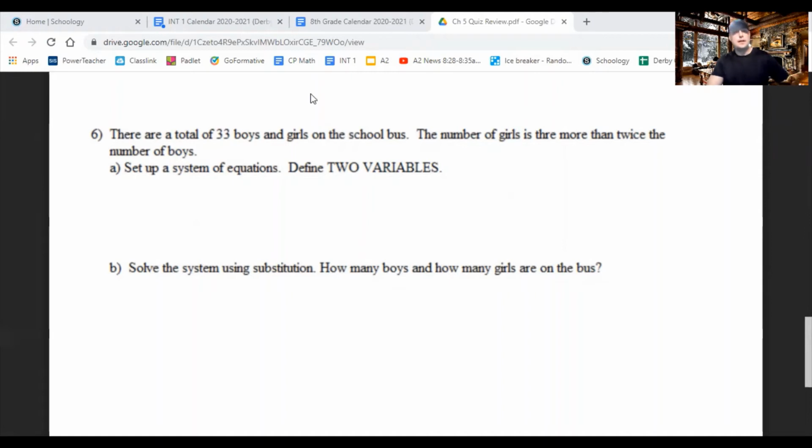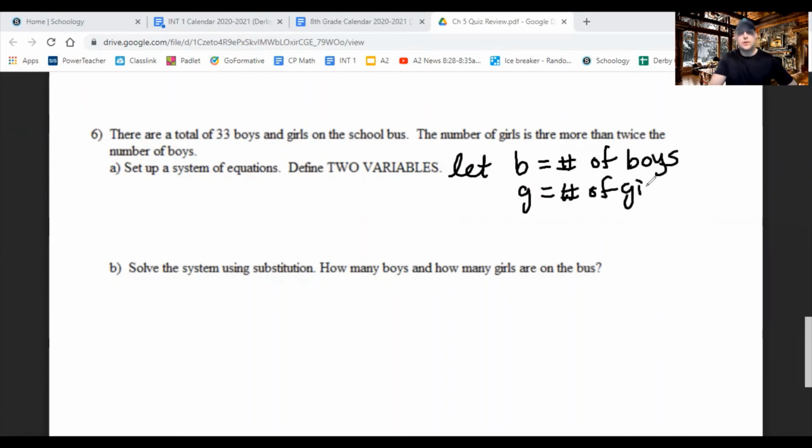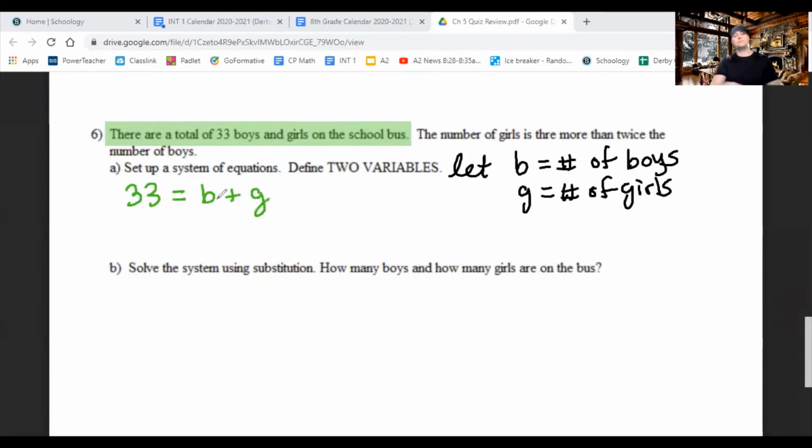All right, that's a mouthful, so let's rewind a little bit. We don't know how many boys and girls there are, so let's define our variables. Let's keep it simple. We can use whatever letters we want, so I'll use let b equal the number of boys. We'll call g the number of girls. Okay, remember our highlighting strategy? So go back, grab your highlighter, or you can underline things. First sentence, there are a total of 33 boys and girls on the school bus. So in total, there's 33, and that's a combination of boys plus girls.